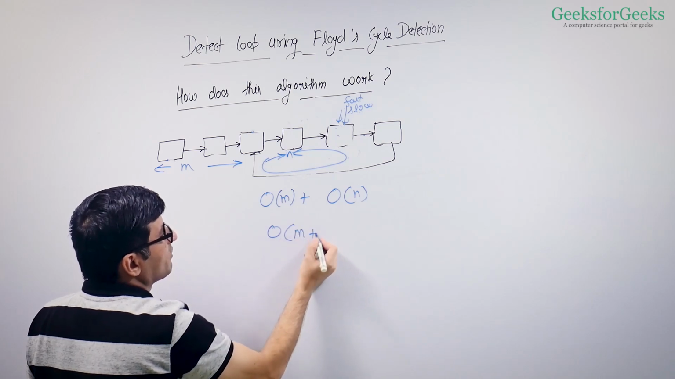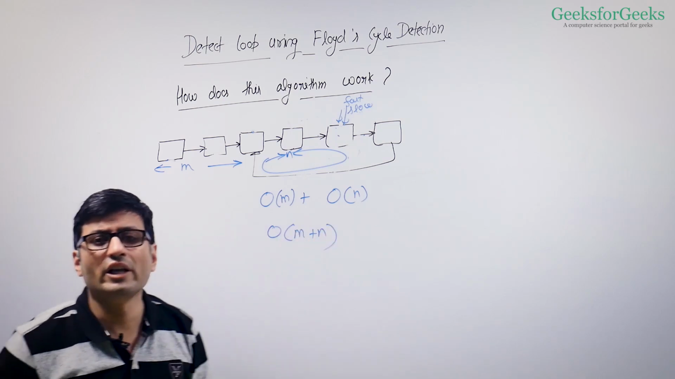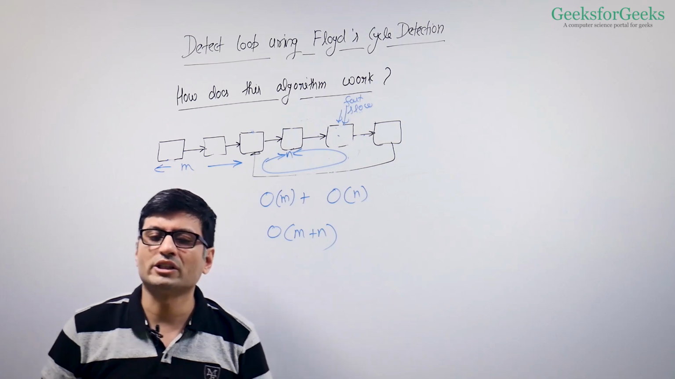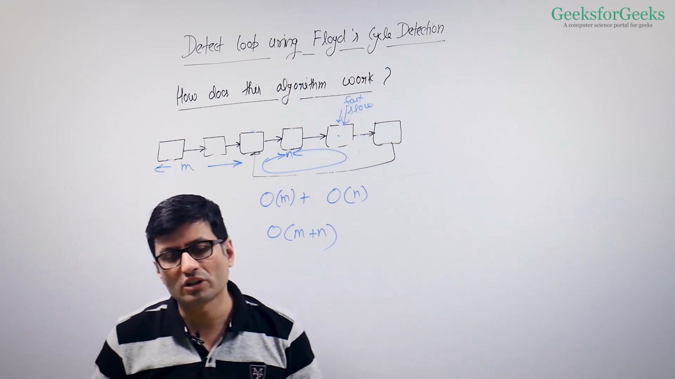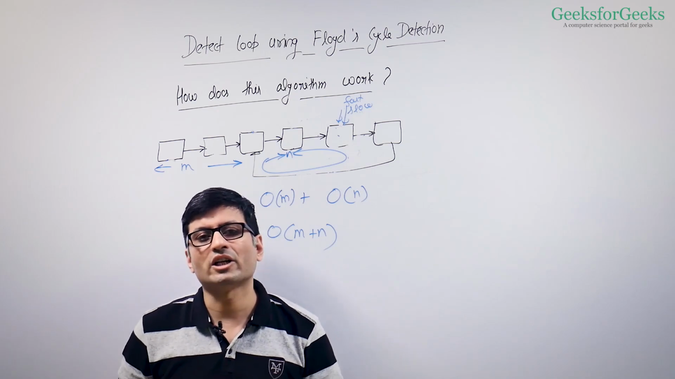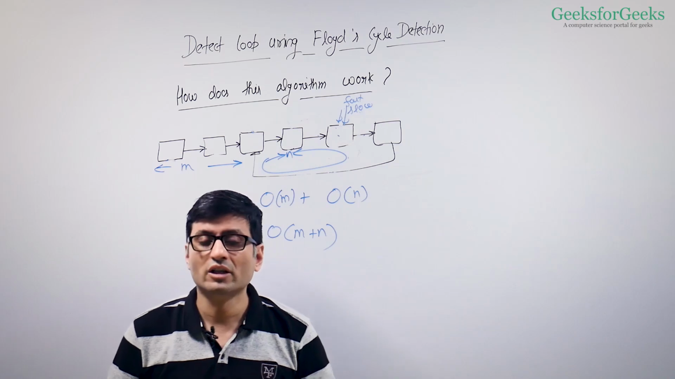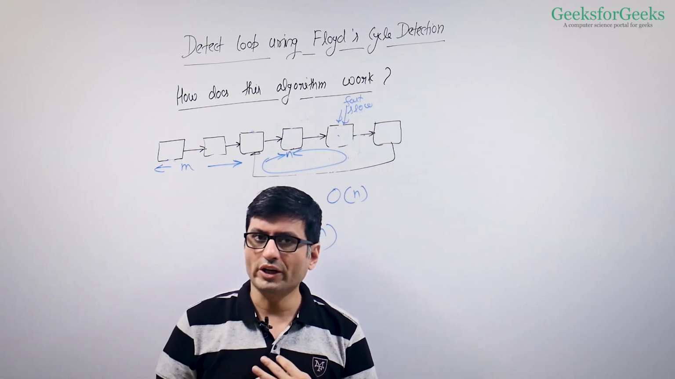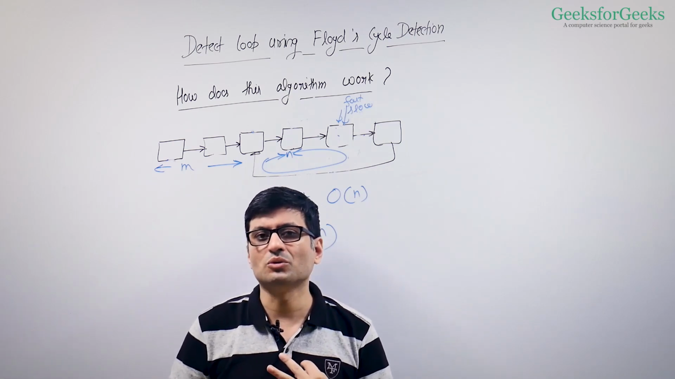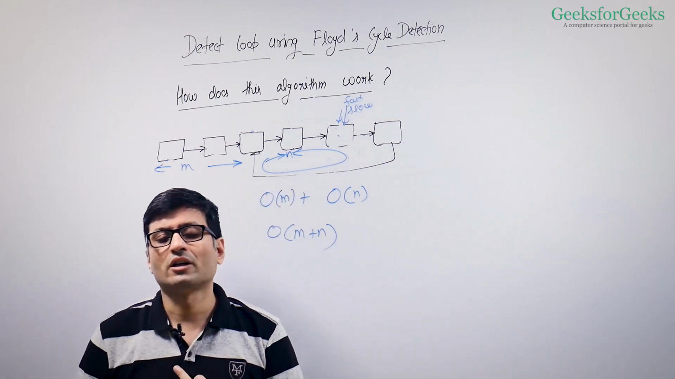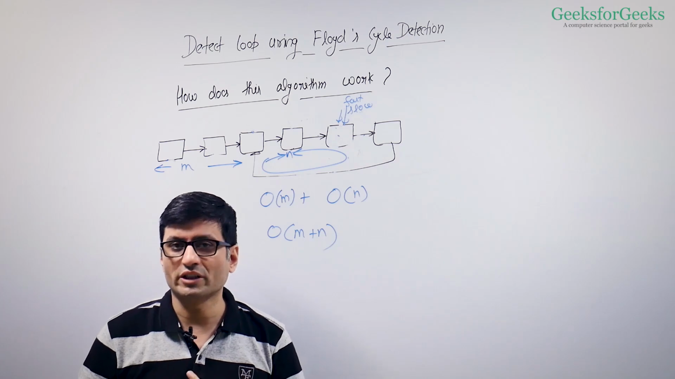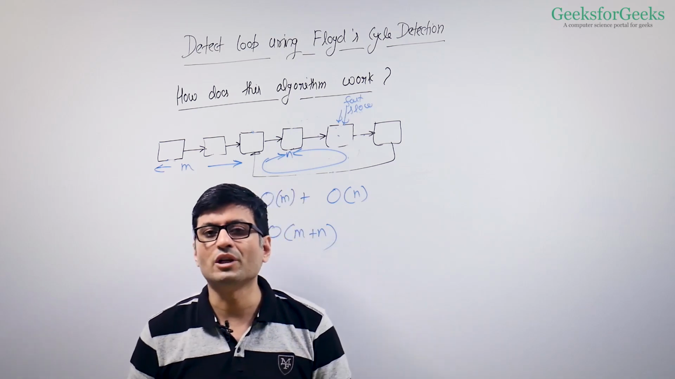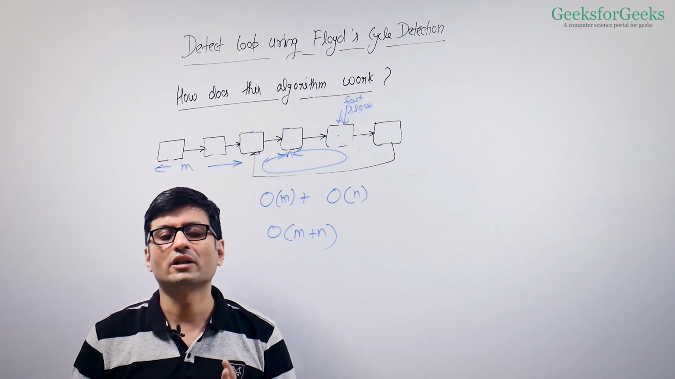And what is big O of m plus n? It's almost the length of the linked list, right? That is why the time complexity of Floyd's algorithm is linear in terms of linked list length. Also, it does not require any extra space. It does not make any modifications to the linked list, and works in big O of n time. So that's the best solution available for detecting a cycle in a linked list.